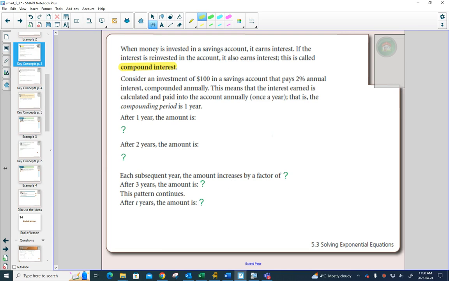So we're going to look a little bit at how interest works, and what it means for something to be compounded. What is compound interest? Well, the idea looks like this. So we've got an example here. They put $100 into a savings account that pays 2% annual interest.